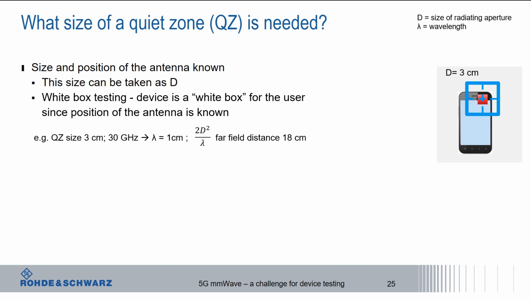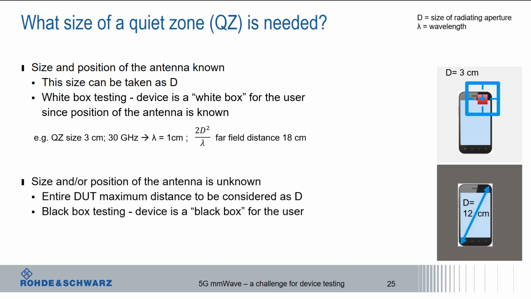The complication comes in if you don't know where the antenna is. Then this is called black box testing. So if I look at my phone in my pocket, I don't know where the antenna is.